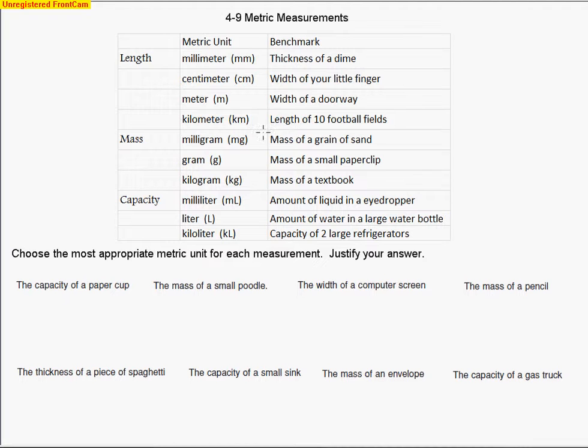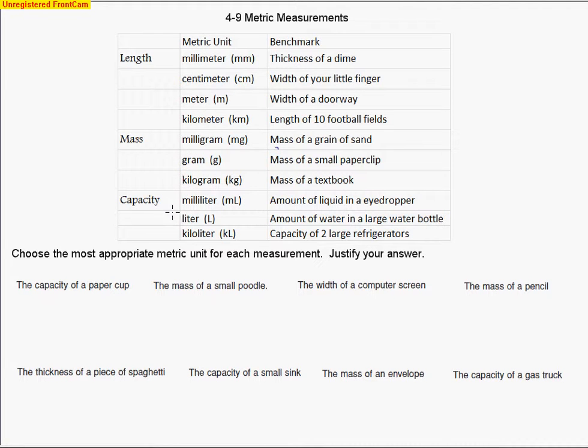And then we're going to be dealing with mass. And mass is kind of like weight. When we're dealing with weight, we've got three main ones that we look at. We look at milligrams, and milligrams are about the mass of a grain of sand. Very, very light. Then we have grams, which are about the weight of a small paperclip. Then we have the kilogram, which is the mass of a textbook. So these are the common ones that we end up using, even though we could have different prefixes in front of the gram.